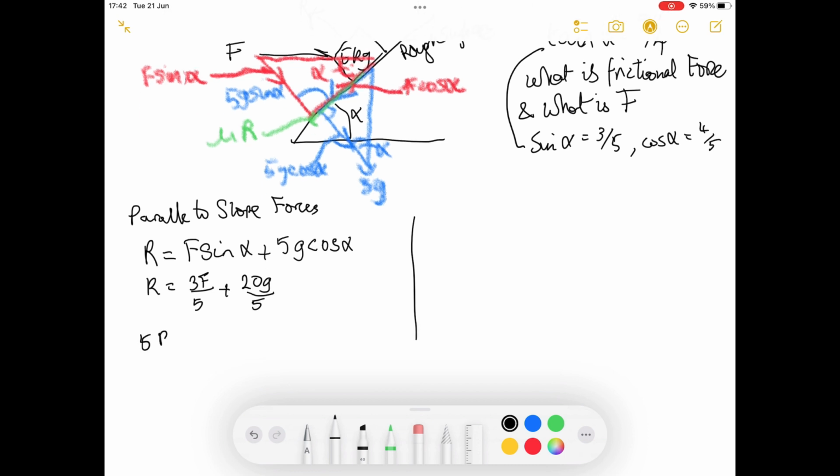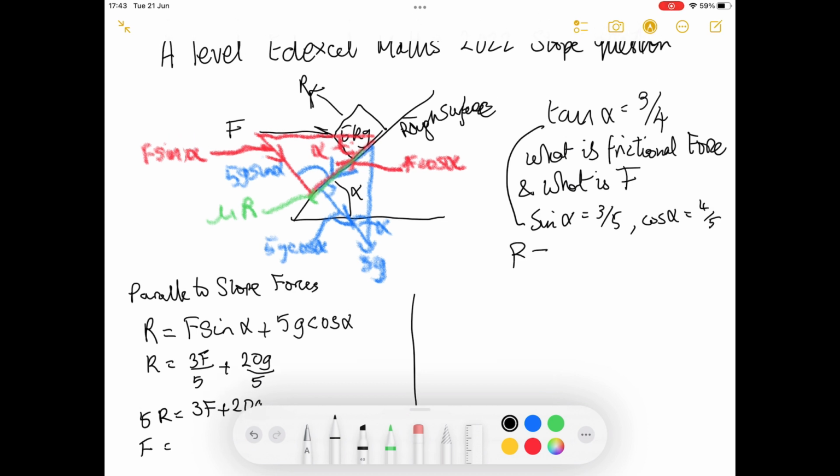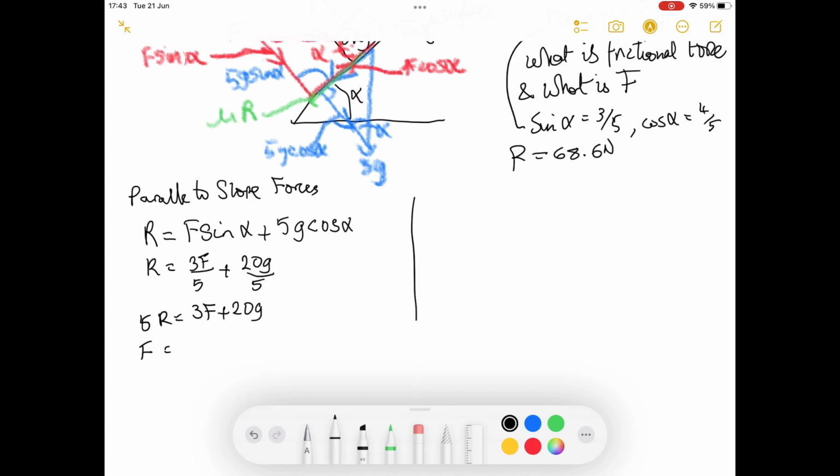Simplifying that, we get 5R equals 3F plus 20g. And then you can get F on its own, 5R minus 20g. Remember to put down R equals 68.6. Okay, so F equals 5R minus 20g over 3. Okay, and then you can plug in 68.6 using g of 9.8, and you'll get a value of 49 exactly. Okay, so that's F.